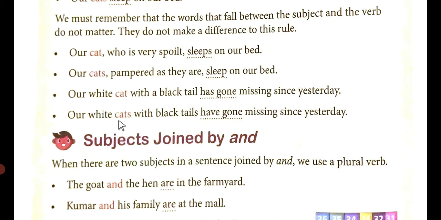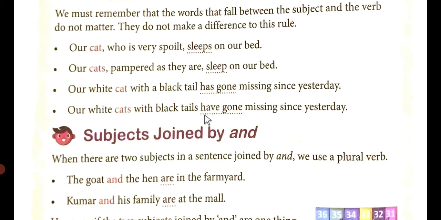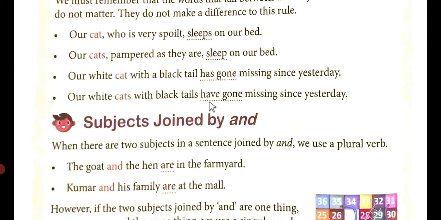I have already told you the verb changes depending on whether the subject is in the singular or plural. So with the plural cats, the verb has changed, have gone, but the words that fall between the subject and the verb do not matter, because they do not make a difference to the rule.